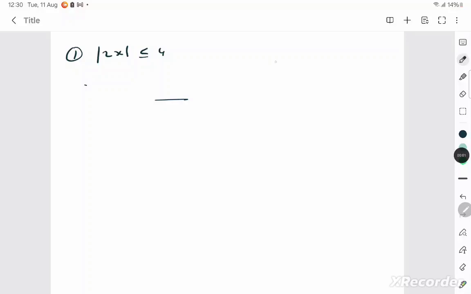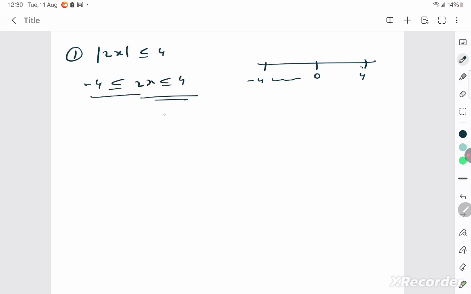This is the PS linear mod sums. When the mod function is lesser than or equal to 4, then it will also be greater than or equal to minus 4. So 2x is going to be greater than or equal to minus 4 and lesser than or equal to plus 4. Doing this inequality, 2x is greater than or equal to minus 4, x is greater than or equal to minus 2. And doing this inequality, 2x is less than or equal to 4, x is less than or equal to plus 2.